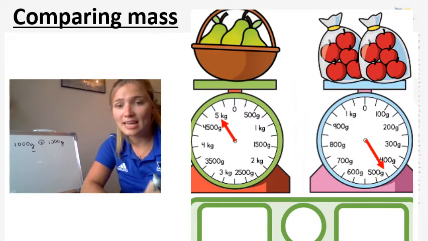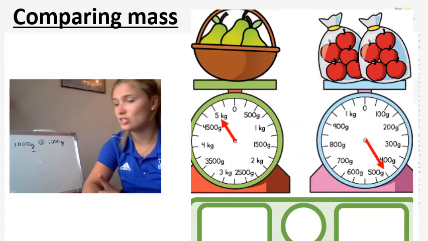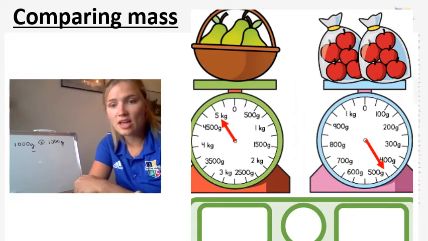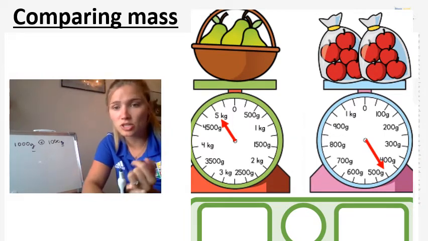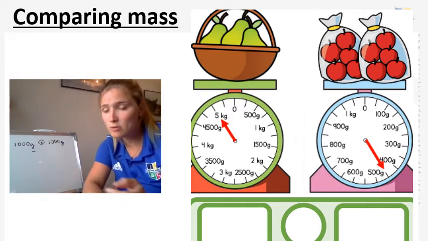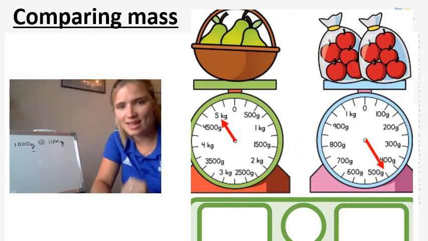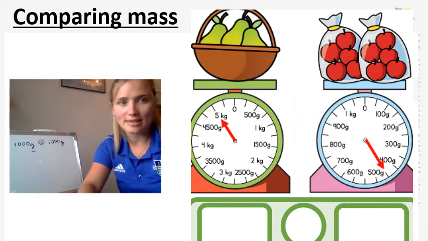Now this time I'd like you to have a go at doing this. The first thing you're going to need to do is work out what these numbers are. So using the weighing scales, can you tell me how much the pears weigh and how much the apples weigh, and then can you have a go at converting it like we've just done here to find the correct answer. Once you've had a go, press play and we'll see if you've got the correct answer.